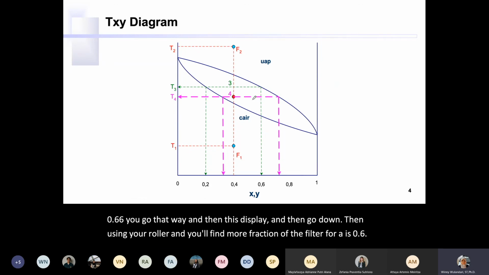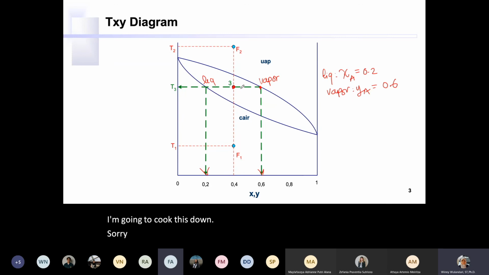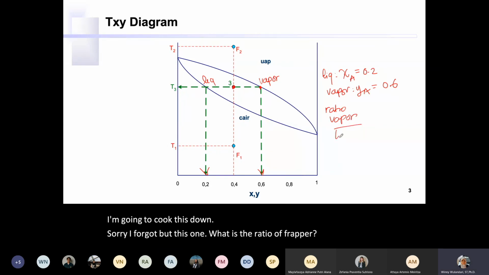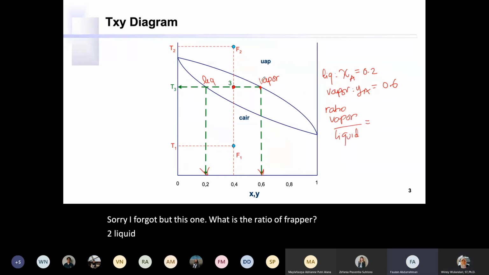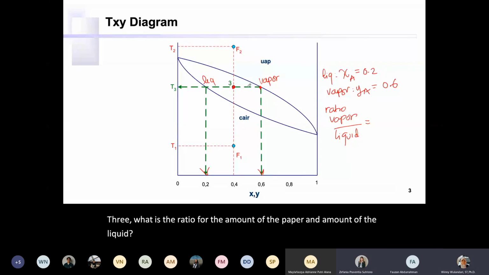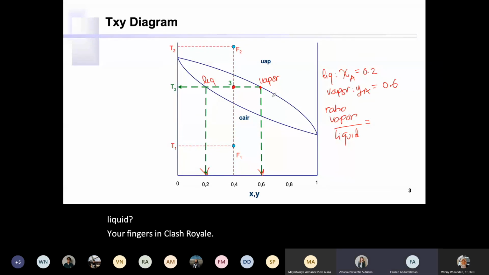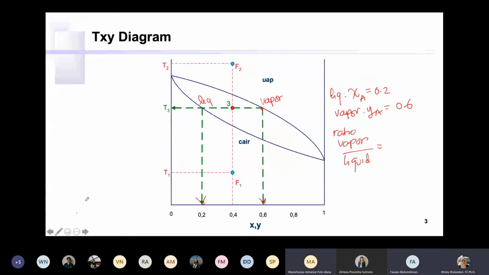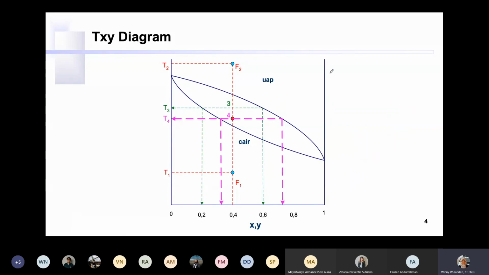Now, I'm gonna cool this down. Sorry, I forgot about this one. What is the ratio of vapor to liquid? Use your eyes and use your ruler. At point 3, what is the ratio for the amount of the vapor and the amount of the liquid? It's 50-50, ma'am. 50-50, good. So it would be about 1 divided by 1. Okay. Now let's see the point 4.